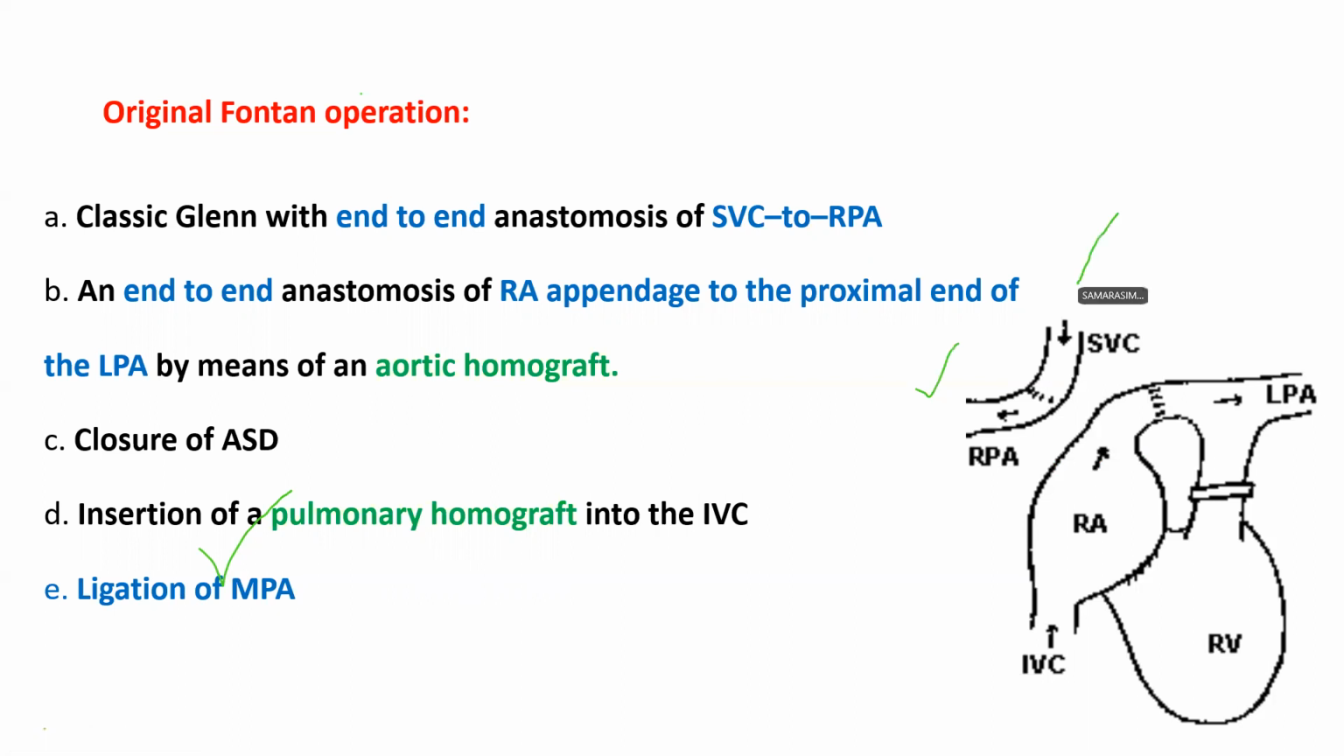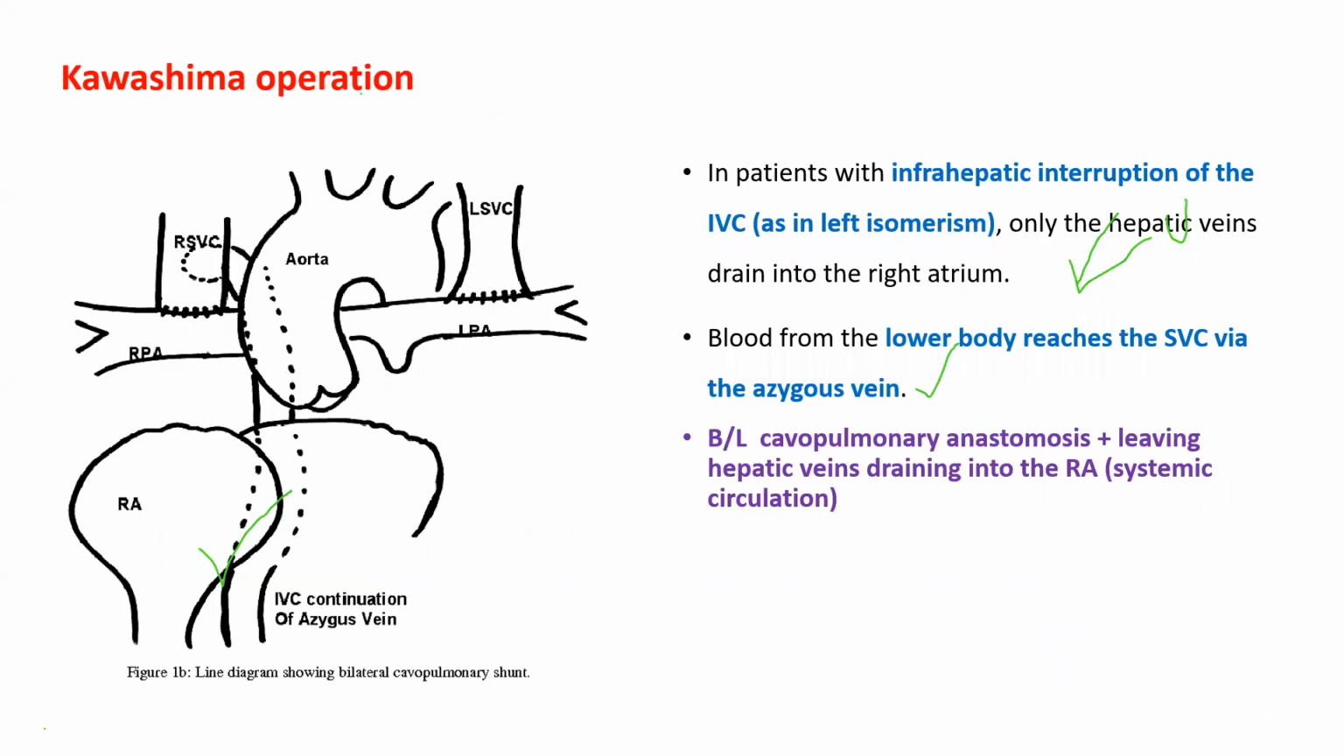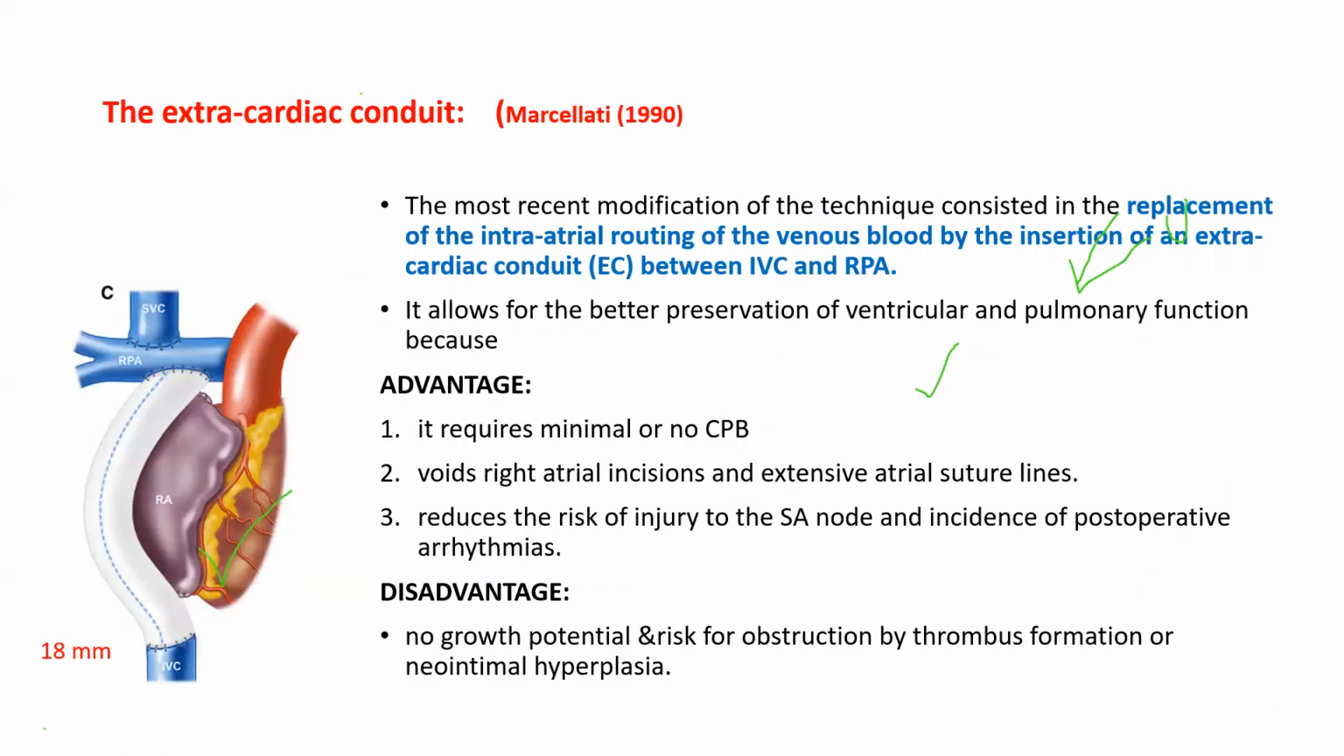This is unidirectional: SVC to RPA end to end, that is classical or unidirectional Glenn. Bidirectional, the SVC is connected to the side of the pulmonary artery, so blood will go both into the right side and left side pulmonary arteries.